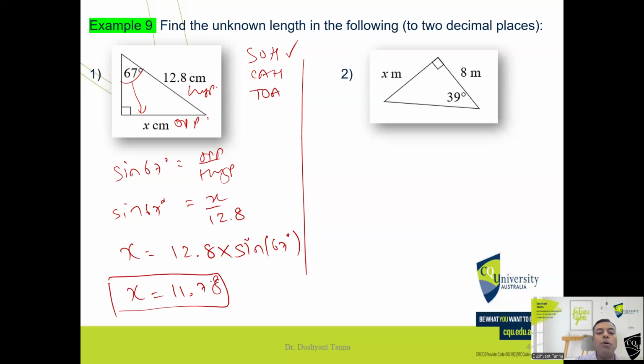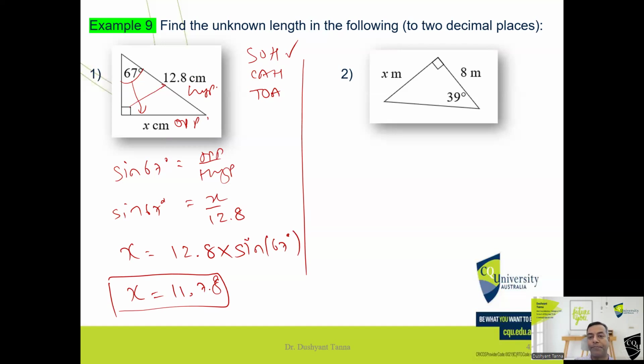Okay. You won't be able to absolutely check it, but cross reference: the 90 degree angle's opposite side is 12.8, so the side opposite 67 has to be less than 12.8. So 11.78 kind of verifies that fact.